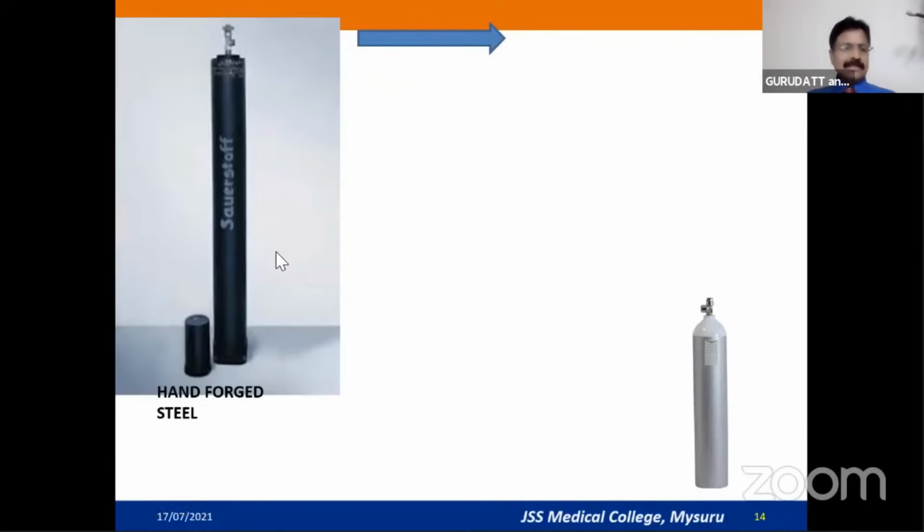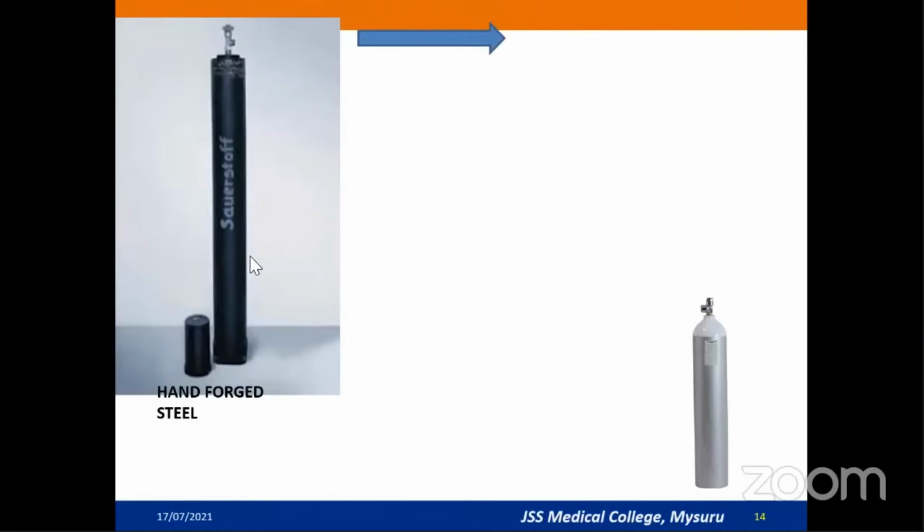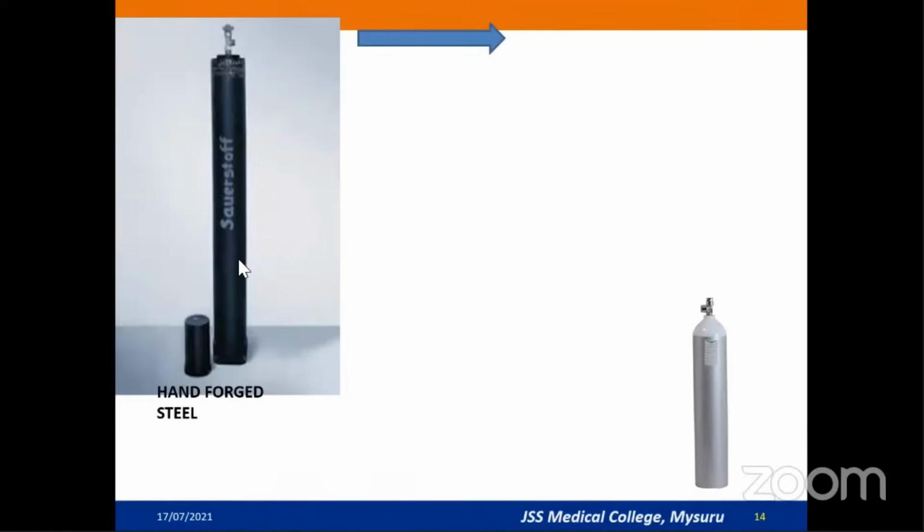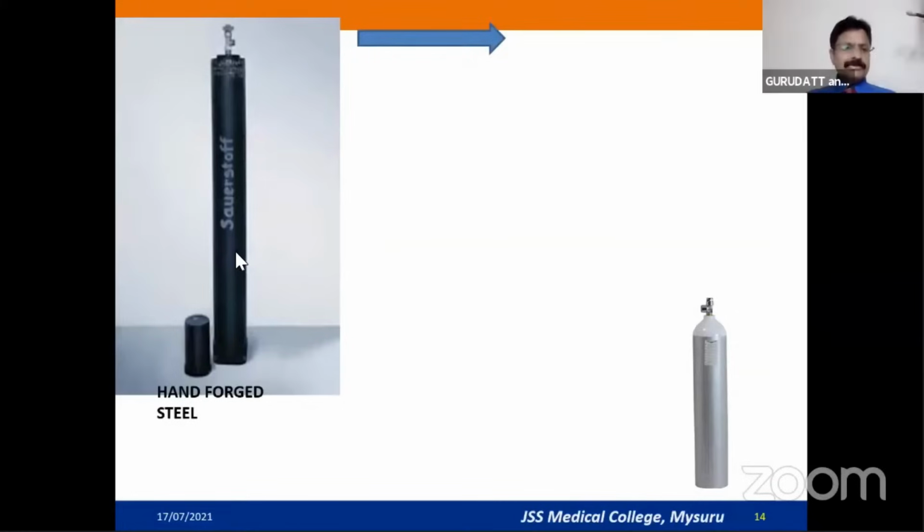See, when cylinders were originally introduced, they were made of hand forged steel. One of the problems with hand forged steel was that its tensile strength was very less. Because its tensile strength was very less, the walls of the cylinder had to be made very thick. Because the walls of the cylinder had to be made very thick, it used to weigh heavy, and also the internal volume of the cylinder was much less.